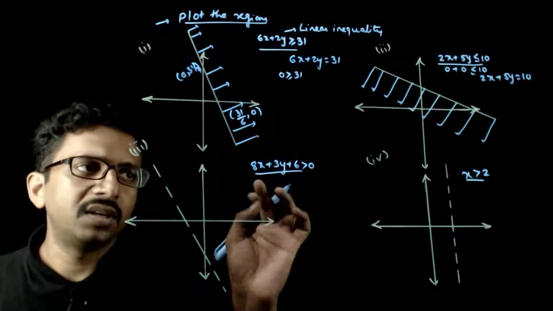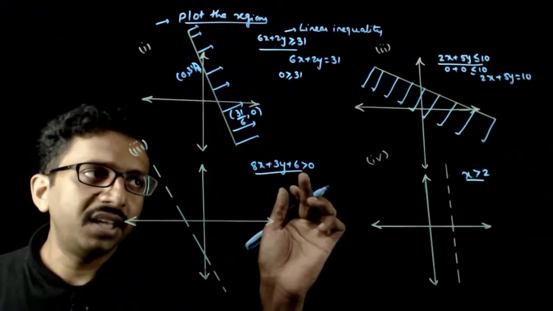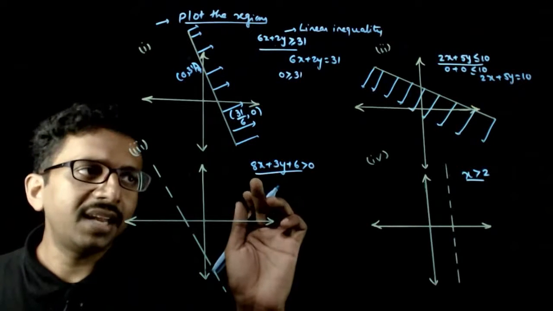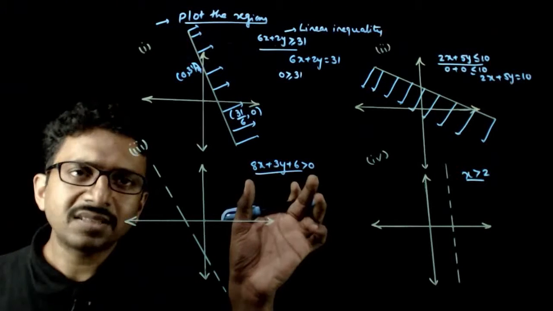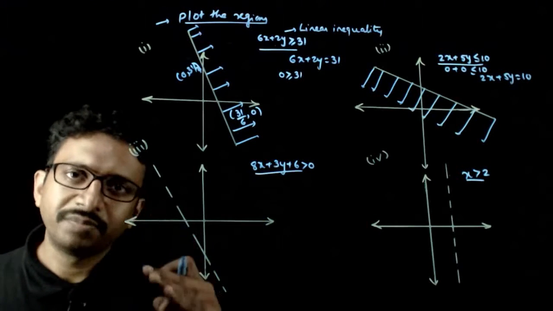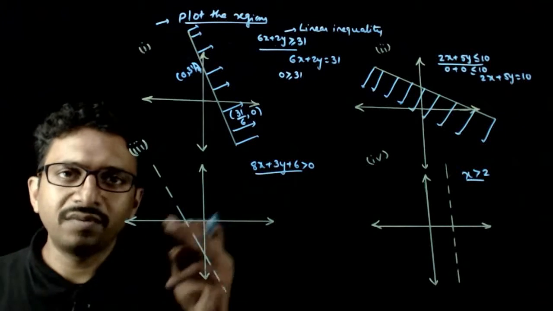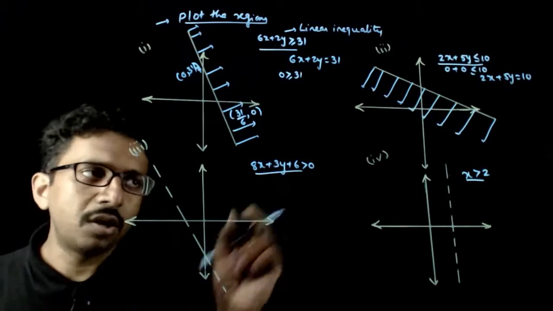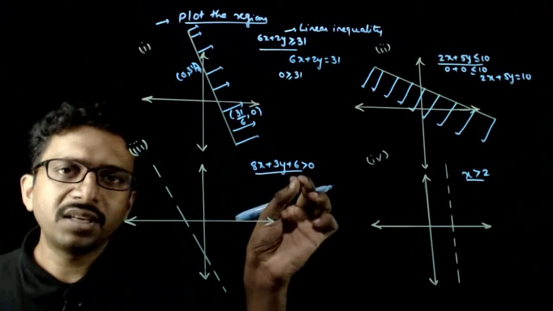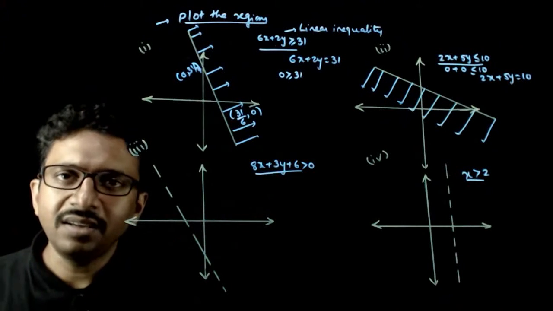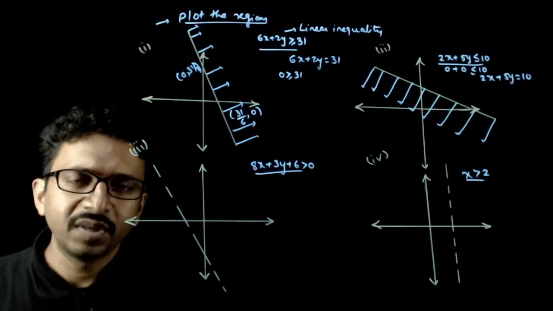Now let us go to the third one: 8x plus 3y plus 6 is greater than 0. This time you don't have an equal to. If you draw the line 8x plus 3y plus 6 is equal to 0, in this inequality this line does not come. So you will have only points on one side or the other side. But this line is not satisfying this inequality because there is no equality. That's why whenever there is no equality, we draw the line with a dashed line, not a complete solid line.